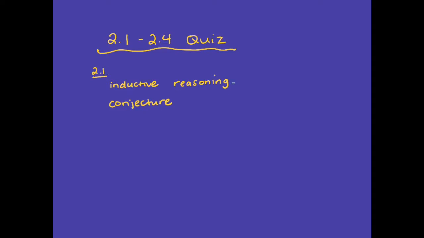Inductive reasoning is coming to a conclusion using patterns. So reasoning based on patterns. And then a conjecture is a conclusion you reach using inductive reasoning.